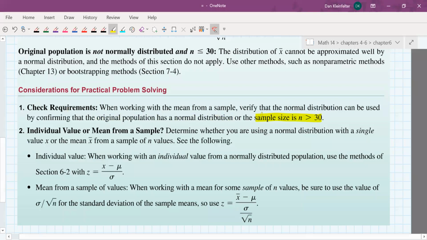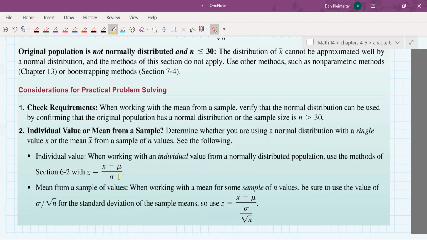You also have to check and see, is the problem asking you about an individual value, the overhead reach for one woman, for example, or is it for a sample, a group of some size? Decide if you're using a normal distribution with a single value x or the mean x bar from a sample of n values. If it's an individual value, use the methods we learned in section 6.2 and the x minus mu over sigma formula.